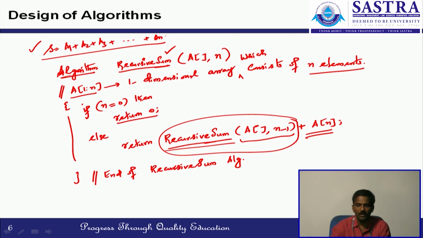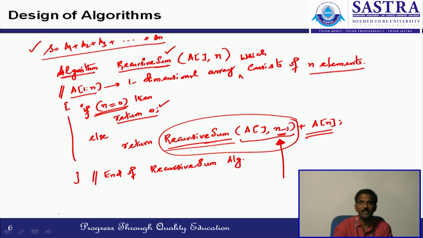An. What about the termination condition? When n becomes 0 in the actual parameter, the expression A array comma n minus 1. Initially n is 10, 10, 9, 8, 7, 6, etc. 5, 4, 3, 2, 1, 0. When this parameter n minus 1 here becomes 0, what happens? No more execution to be taken place. So return a value 0, return 0. This is a termination condition of this recursion.